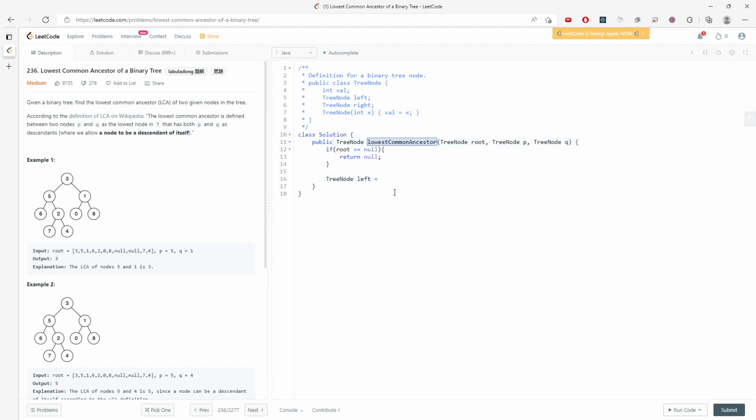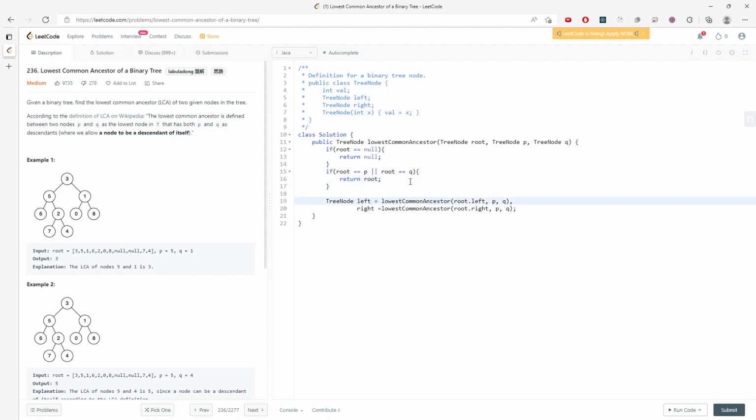using recursion. So the left equals root of left, P, Q, and the right equals root of right, P, Q. If I find it, so if root is equal to P or root is equal to Q, which means I found it, I will return root. So this is my ancestor, for either left or right.